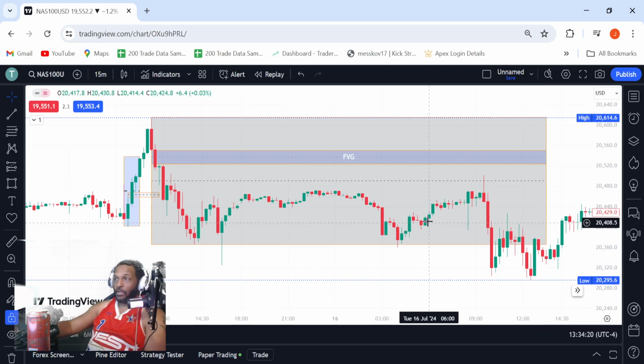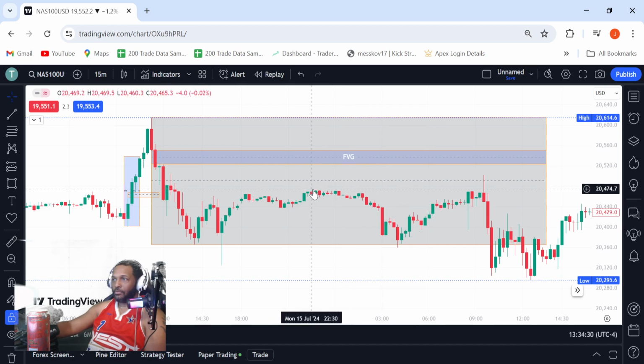So we did have a distribution, but it didn't clear this low. But what it did do is reverse all the way back up. It swept everything else out. So why would it do that? Just out of curiosity, why would it do that?